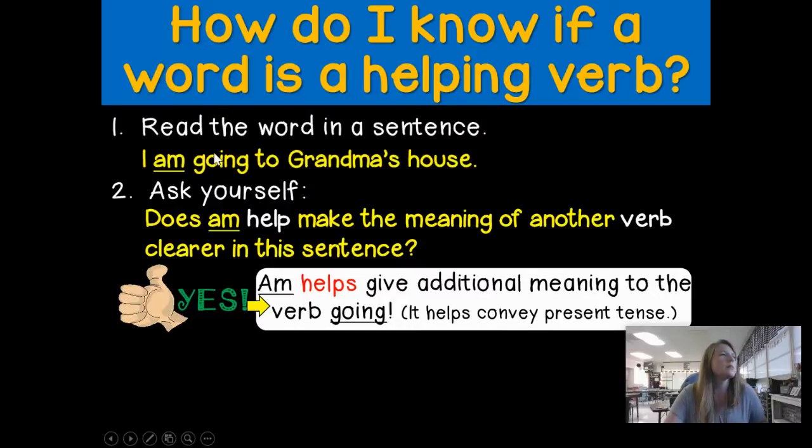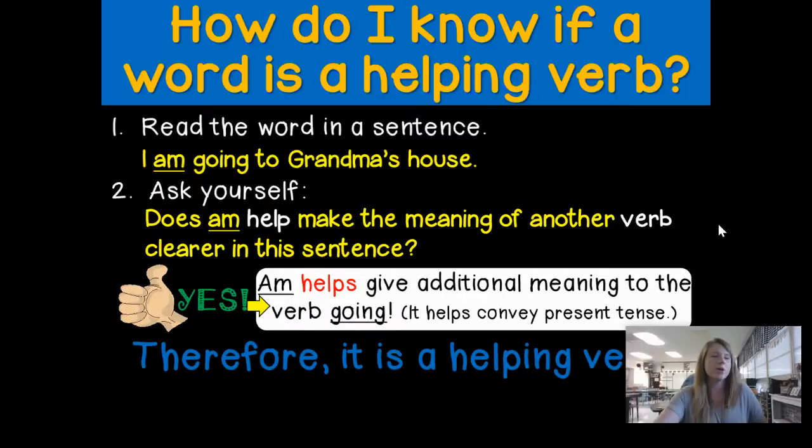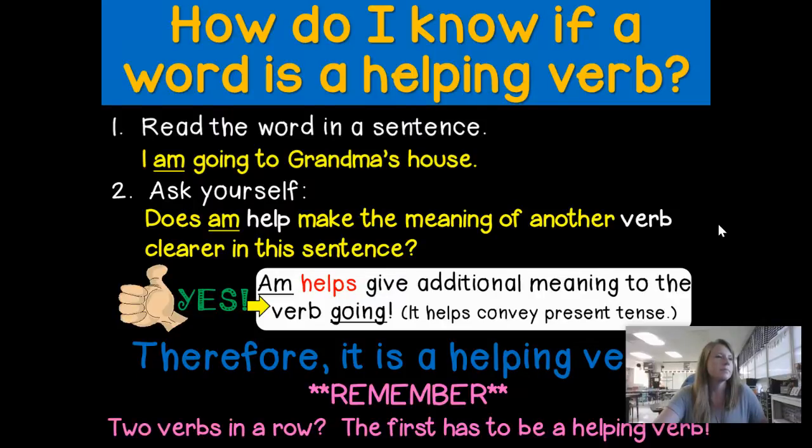So "am" helps make "going" clearer. It gives additional meaning to the verb going. It helps convey present tense. It helps us know that it's happening now. I am going to grandma's house. I am going. That means I'm going now. Therefore, it is a helping verb. It's helping the other verb. Two verbs in a row, the first has to be a helping verb. So "am" and "going" are both verbs. So that means it's going to have a helping verb in there, and that's "am."